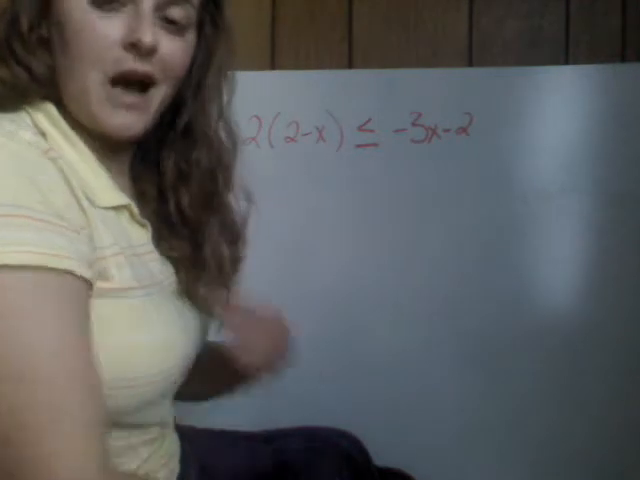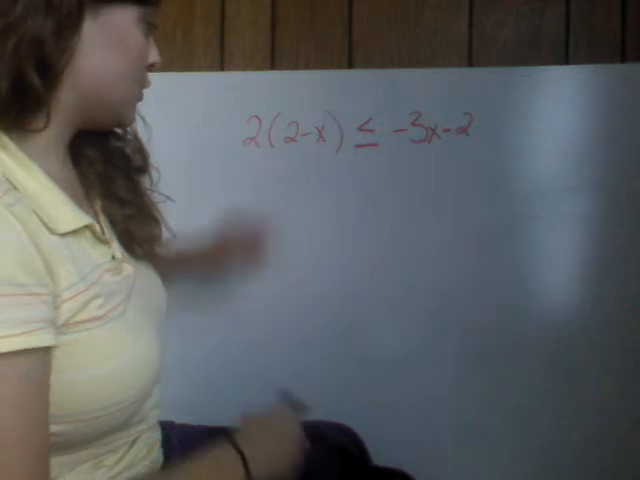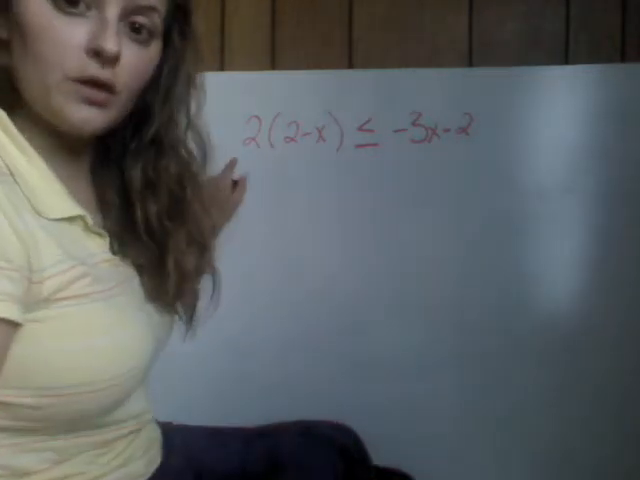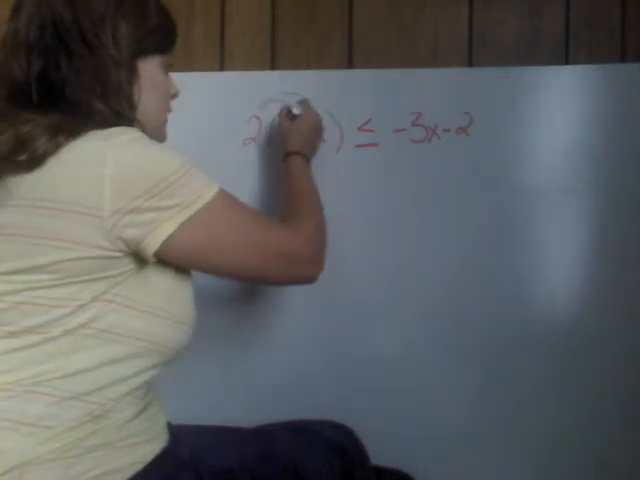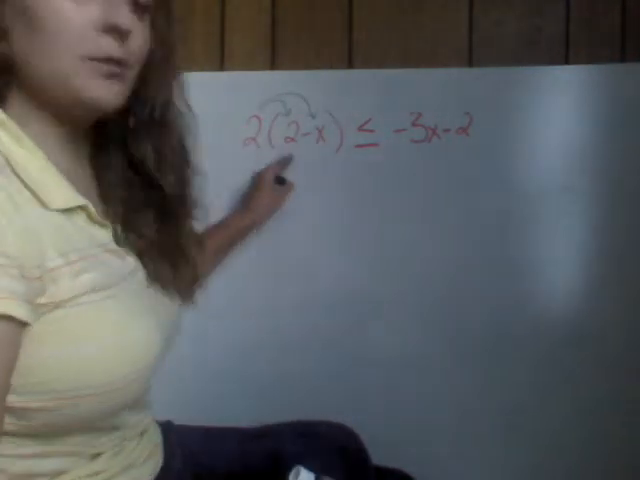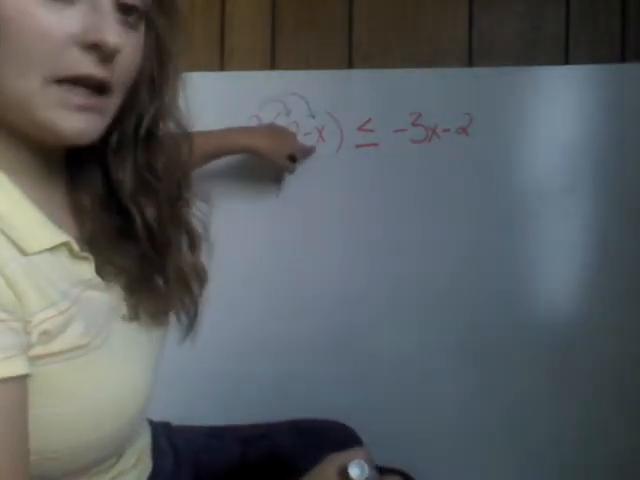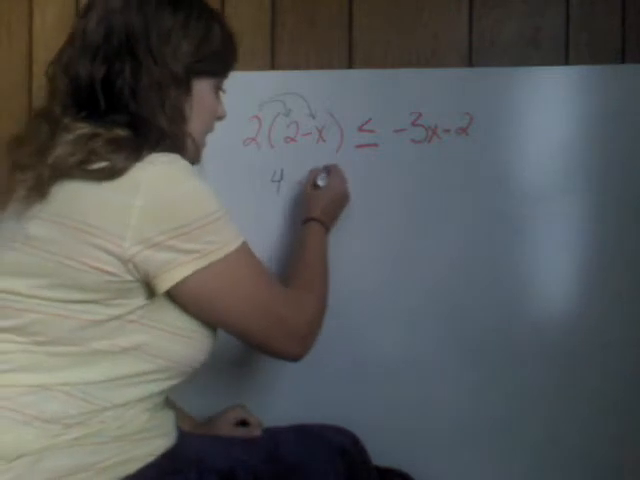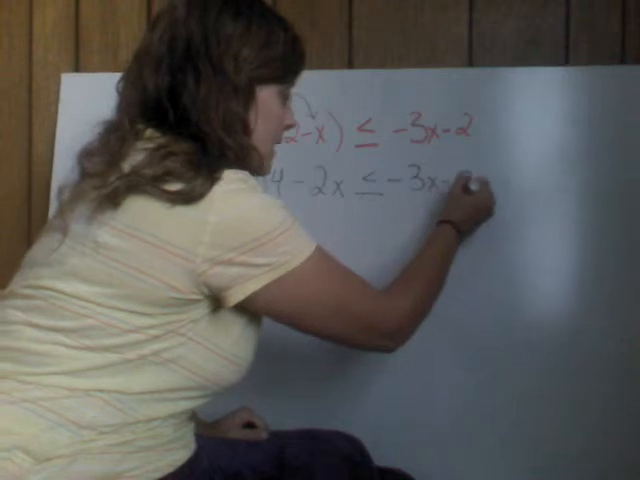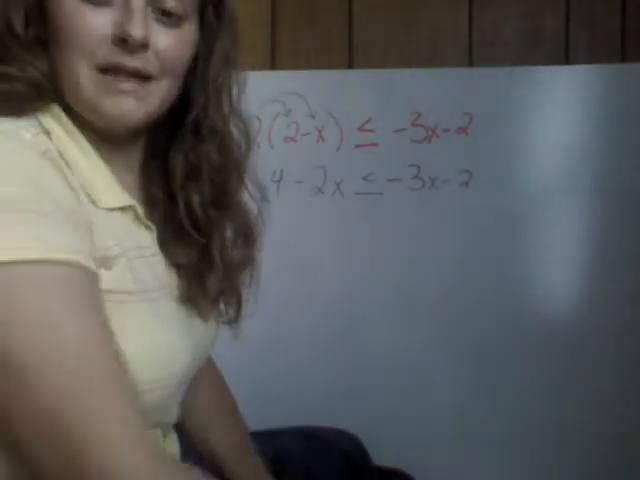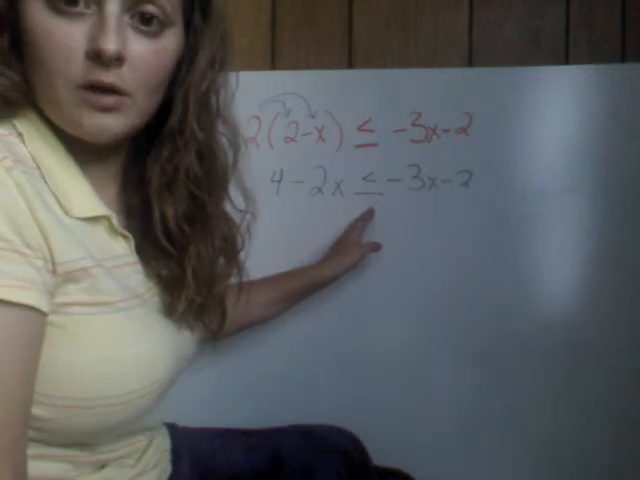The first thing I'm going to do is see this 2 right here, 2 times the quantity. I'm going to distribute my first 2 into this set right here. See my little arrows? I'm going to take 2 times 2, that's 4, and I'm also going to take 2 times negative x. So I get 4 minus 2x is less than or equal to negative 3x minus 2. Even though there's a less than or equal to sign here, we still do the same steps as we do for an equal sign.